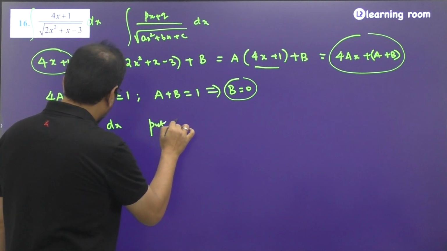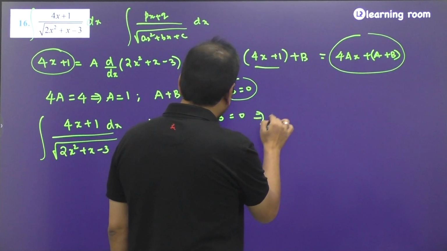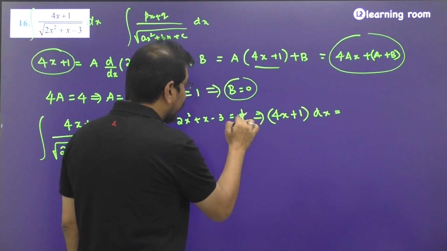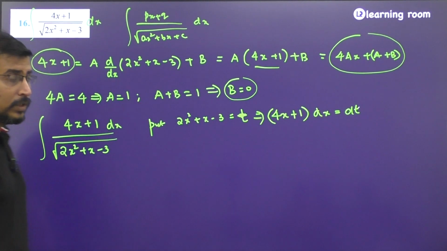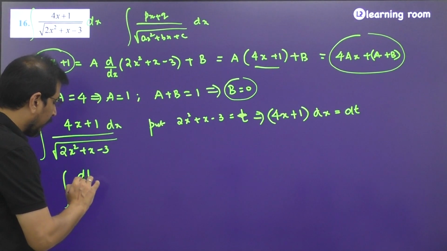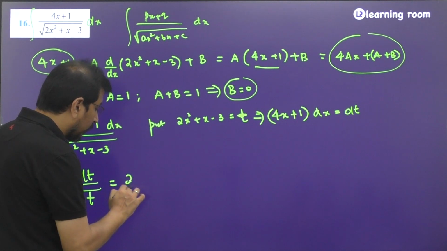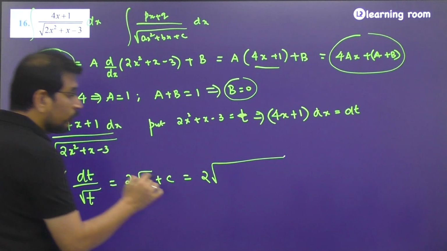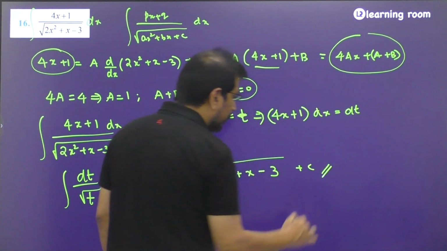So put 2x square plus x minus 3 equal to t. You will get (4x plus 1) into dx equal to dt. So what will happen? It will be the integral of dt divided by square root of t. The integral of 1 by root t is 2 root t. So it will be 2 times root t plus c. And 2 times root of t is 2 root of 2x square plus x minus 3 plus c.